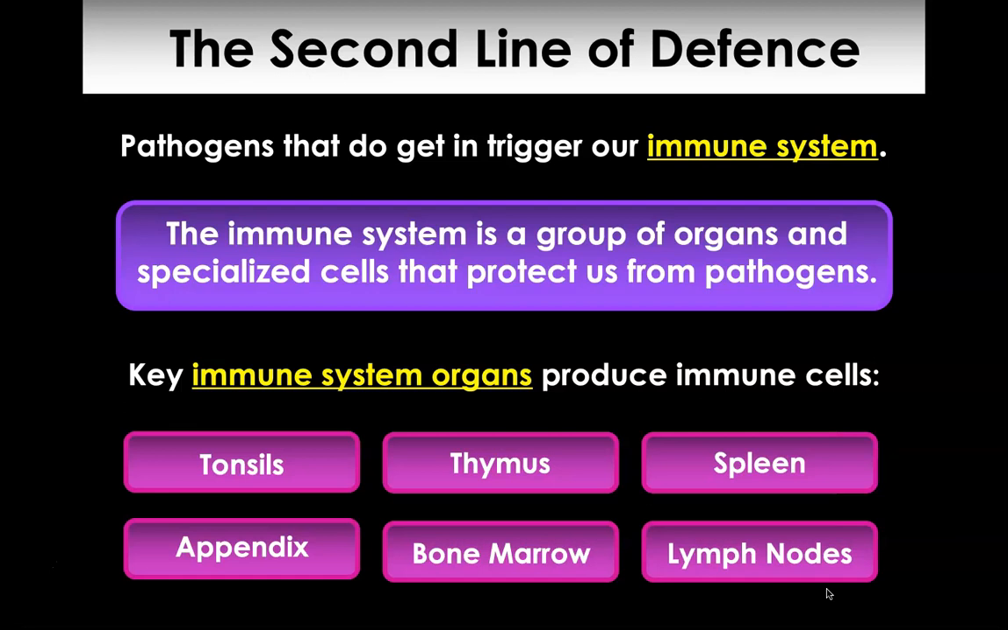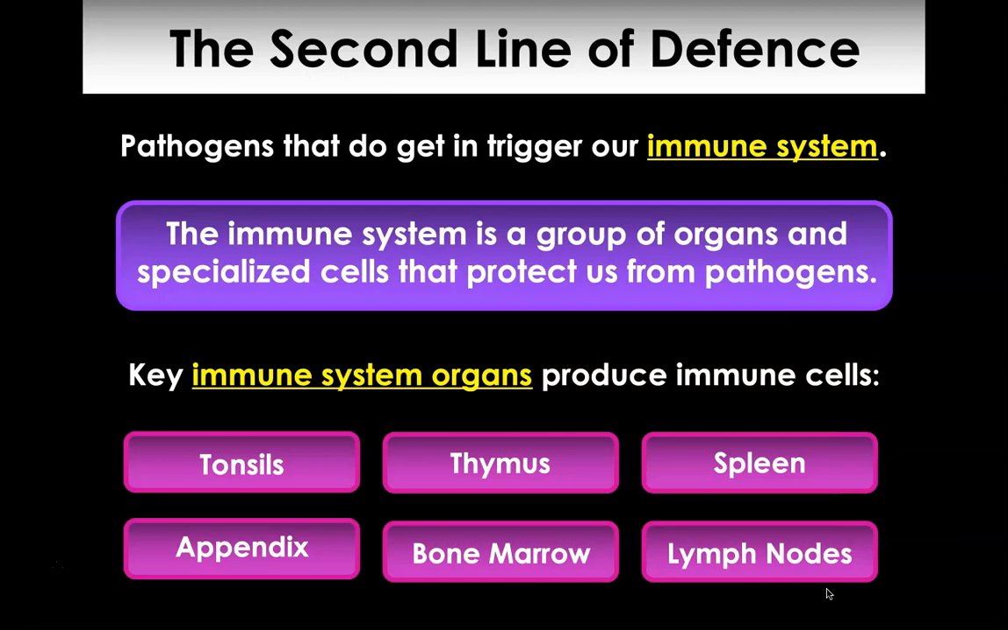So the key immune system organs that produce immune cells, number one, the most important one, is your bone marrow. And the bone marrow is an organ, it's a tissue that is found within your femur, inside of your leg, your thigh bone. Then you have your tonsils, your thymus, spleen, appendix, and lymph nodes. So the bone marrow is used to produce all of your blood cells. So the bone marrow is the birthplace of all your red blood cells and all of your white blood cells, which are used for immunity.